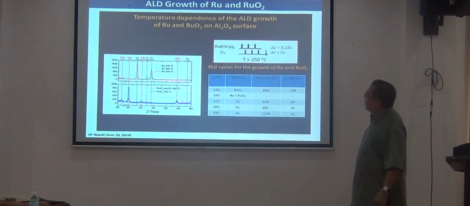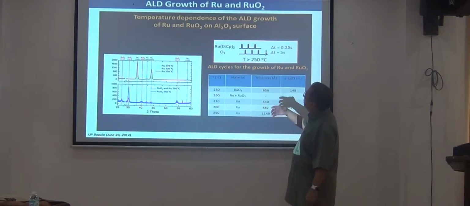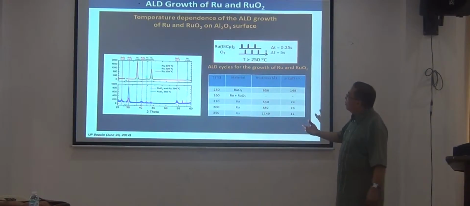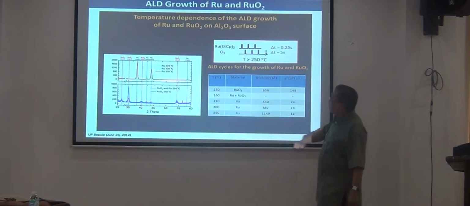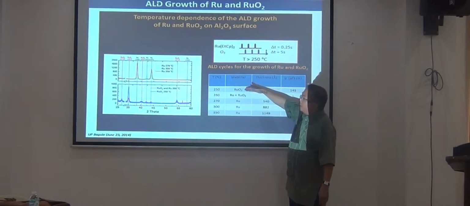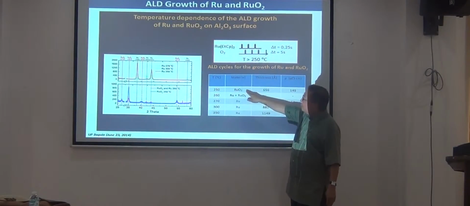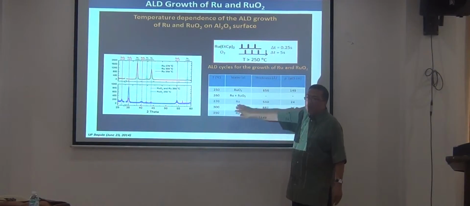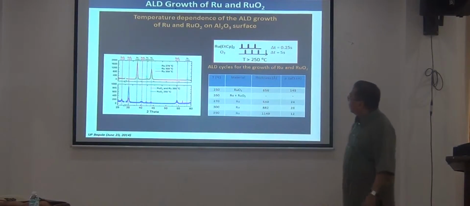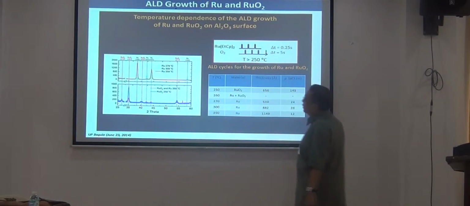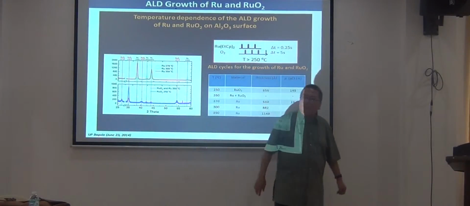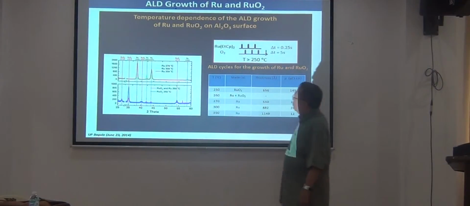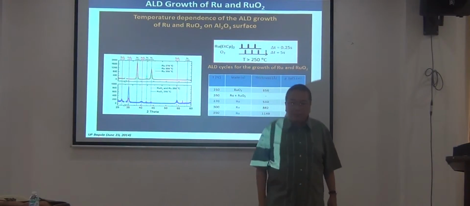And what we found is the following. Depending on the temperature that you're growing this, you can either get ruthenium oxide or ruthenium. In particular, if you are at, say, below 260 C, you get ruthenium oxide. When you're above 260 C, you get ruthenium. At around 260 C, you get a mixed phase of ruthenium and ruthenium oxide. And again, we identify that using X-rays, to be able to tell what we have in the films.